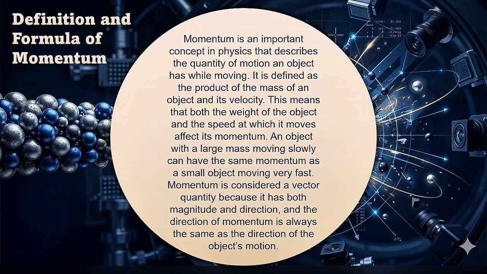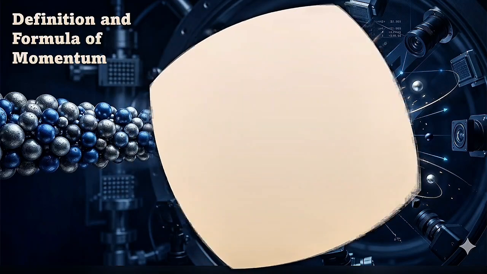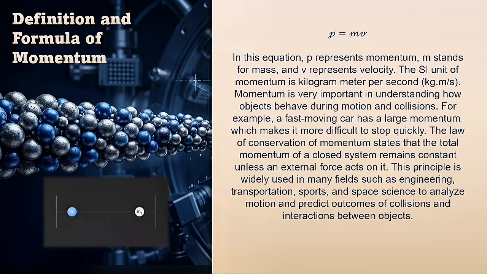Momentum is considered a vector quantity because it has both magnitude and direction, and the direction of the momentum is always the same as the direction of the object's motion. In this equation, P represents momentum, m stands for mass, and v represents velocity. The SI unit for momentum is kilogram meter per second. Momentum is very important in understanding how objects behave during motion and collisions. For example, a fast-moving car has a large momentum, which makes it more difficult to stop quickly.